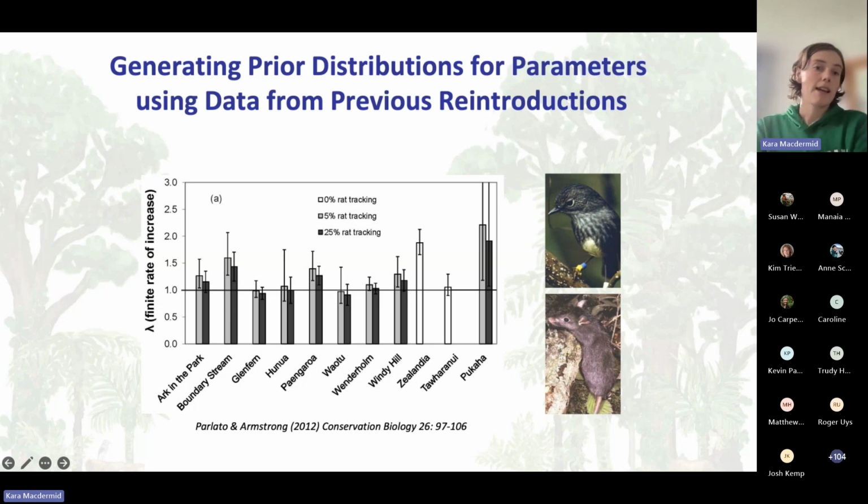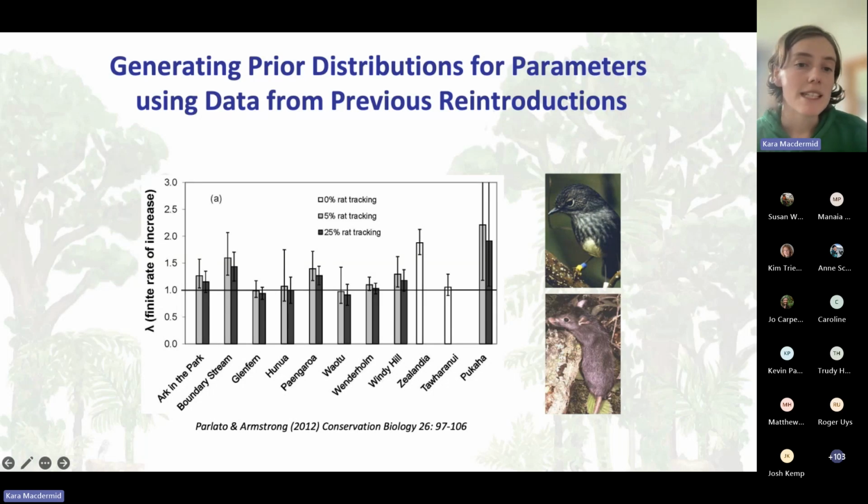So on this graph, we have lambda here, which is the finite rate of increase of the population. And pretty much lambda of 1 means you have a stable population, lower than 1 means you have a declining population, and higher than 1 means that your population is growing, obviously. The higher lambda is, the faster it's growing.